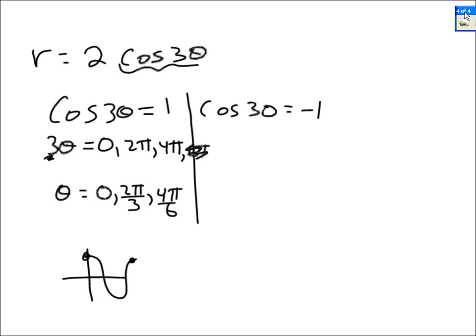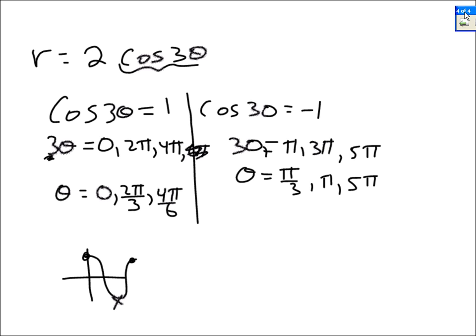Now, where is it negative 1? The answer is odd multiples of pi: 1 pi, 3 pi, 5 pi. We don't want to go above 6 pi. The next one after 5 pi will be 7 pi. Now when I divide by 3, I get pi over 3, pi, 5 pi over 3.